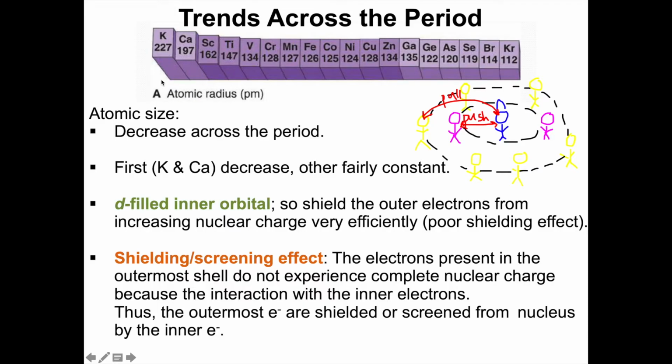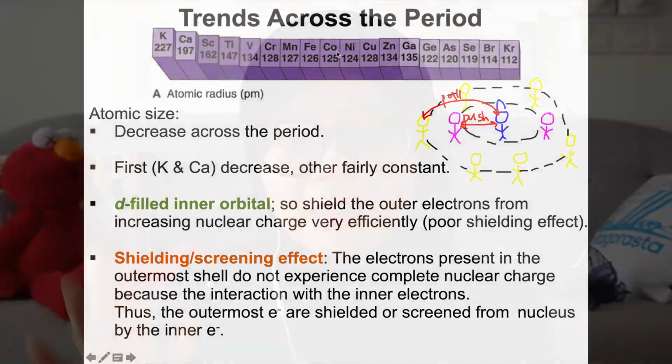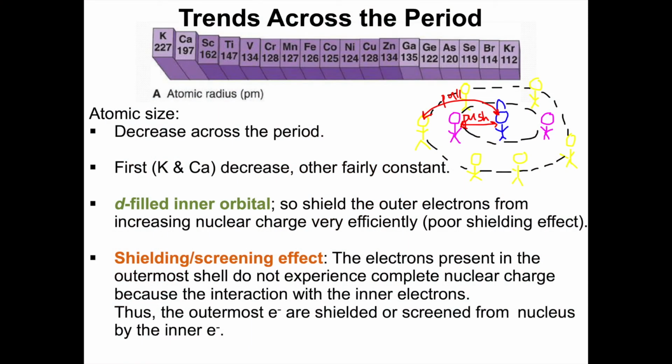As you can see from this diagram, the atomic size decreases across the period, meaning from left to right. First, potassium and calcium decrease, but the others are fairly constant. As you can see, scandium has a radius of 162 pm, then titanium, and then it starts to decrease slowly.